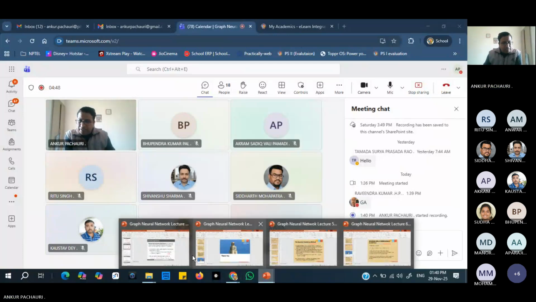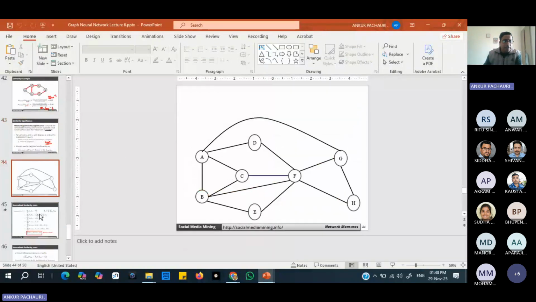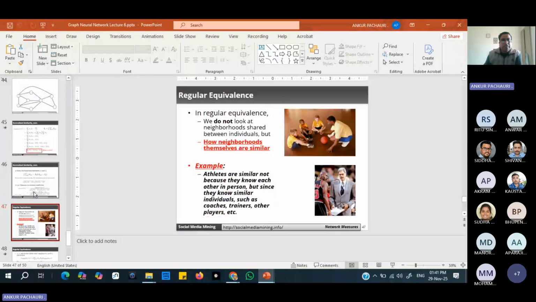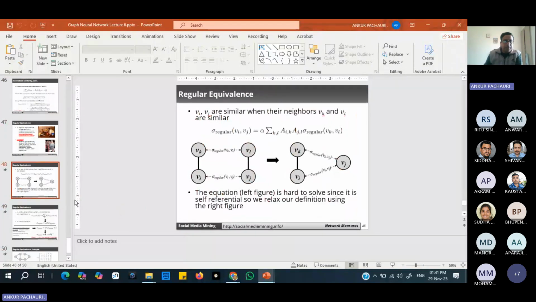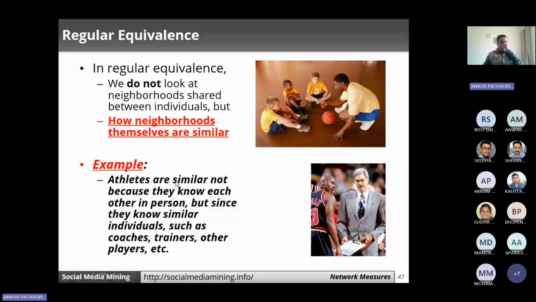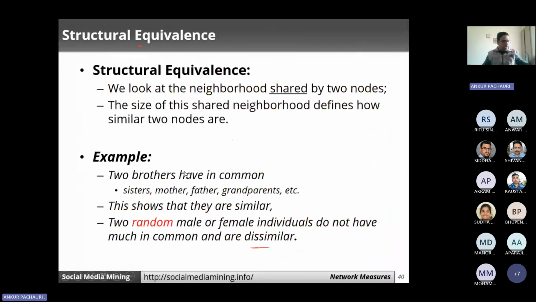The last thing we were about to finish in the previous session was regular equivalence and structural equivalence. Within 5 minutes, I'll quickly finish this, and then I'll move to the next module. So structural equivalence we have talked about.